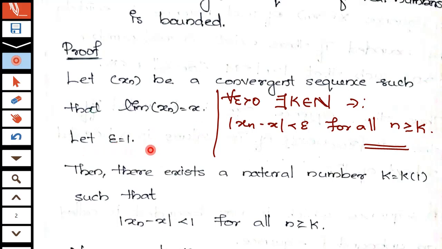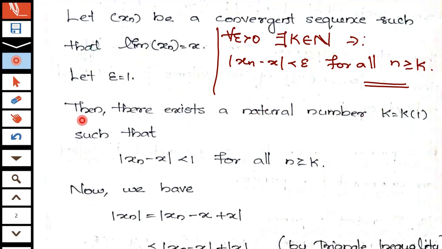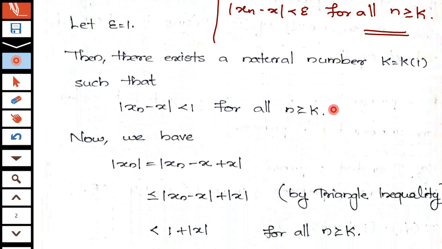Now you choose epsilon equal to 1. Okay, so for epsilon equal to 1 also there exists a natural number k. So then there exists a natural number k, that is k of 1, meaning it depends on 1, such that mod xn minus x less than 1 for all n greater than or equal to k. Okay, so you keep it there.